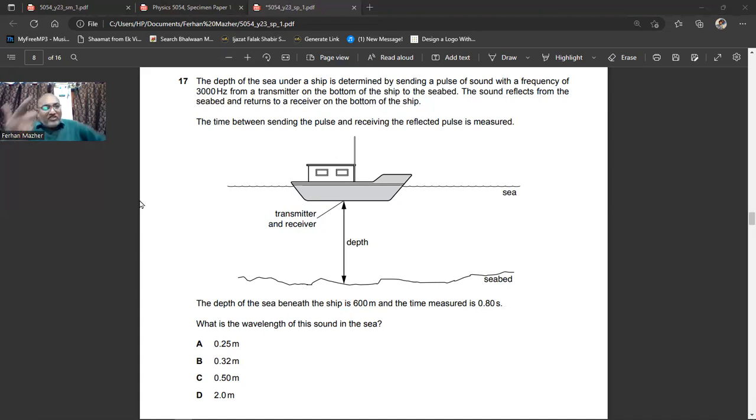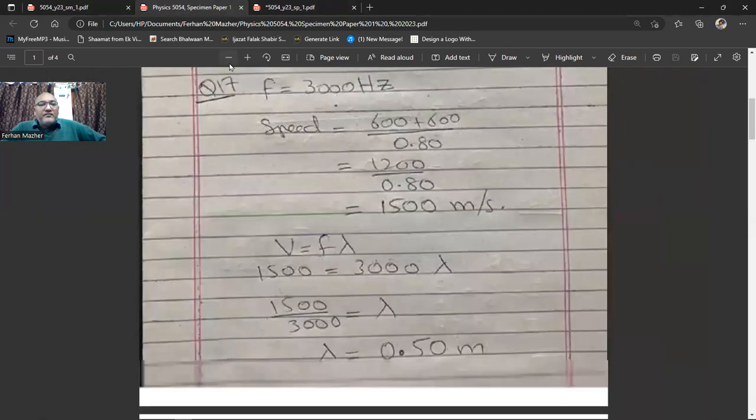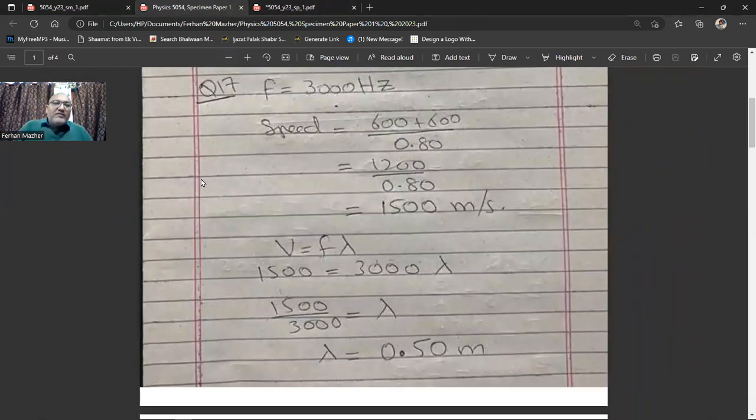Okay, so the frequency of the sound is 3000 hertz. And the distance traveled by the sound wave went down and then came back. So it goes down 600 meters and then comes back 600 meters. So it means the total distance covered by the sound is 1200 meters. And this was done in 0.80 seconds. So we can find the speed of this sound wave, and the formula will be the distance divided by the time taken, and the distance is 1200 meters and the time taken is 0.80 seconds. So the speed will be equal to 1200 divided by 0.80 seconds, that will be 1500 meters per second.